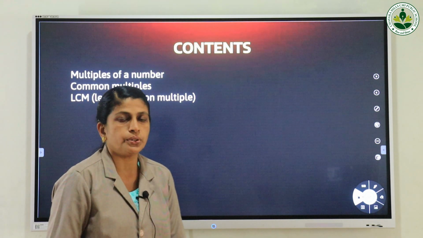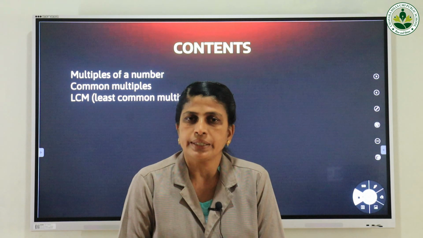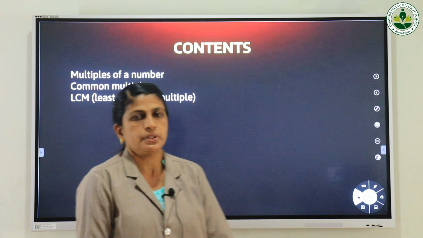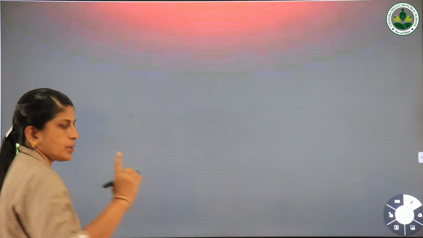Therefore, today we are going to learn about multiples of a number, common multiples and lowest common multiple. These three things we are going to study today. Therefore, we can see how to find the multiples of a number. To find the multiples of a number, I told you we need to multiply that number by 1, 2, 3, 4, etc.